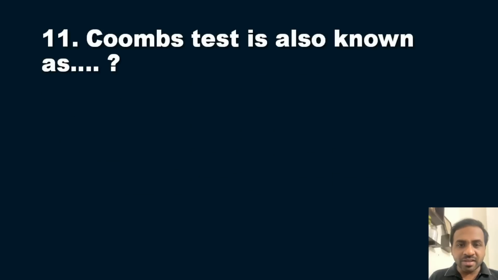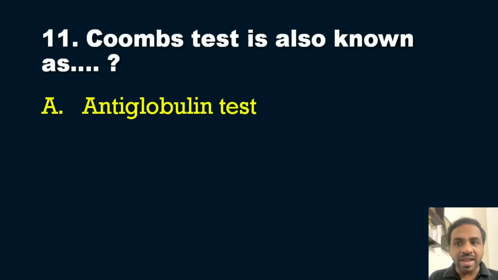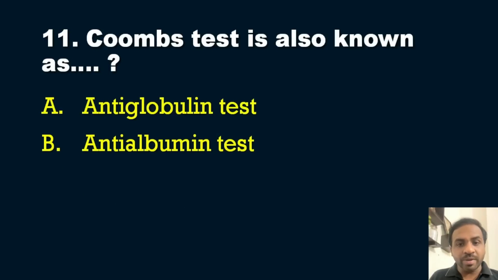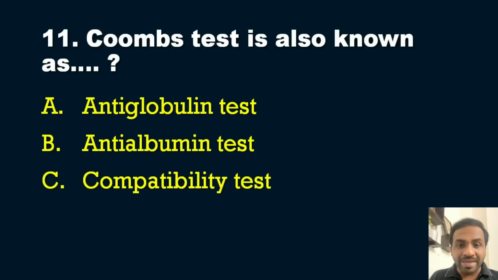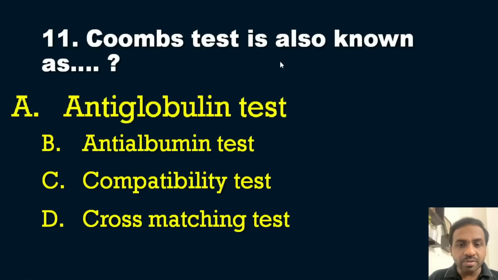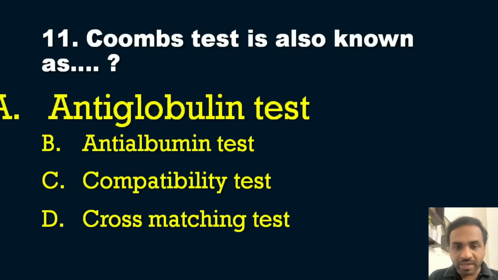Now I think we can move on to the 11th question in our series. The question is, Coombs test is also known as dash. The options are option A, anti-globulin test, option B, anti-albumin test, option C, compatibility test, and option D, cross-matching test. Slightly confusing but very important. The answer is option A, that is anti-globulin test.